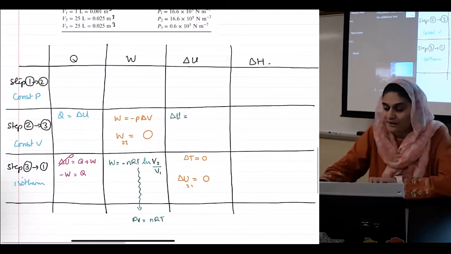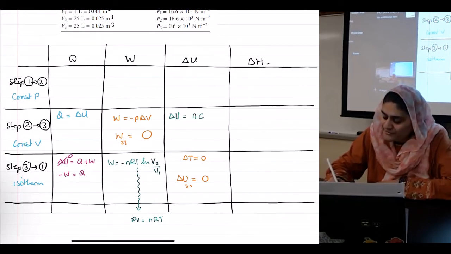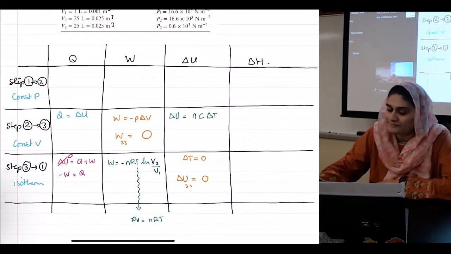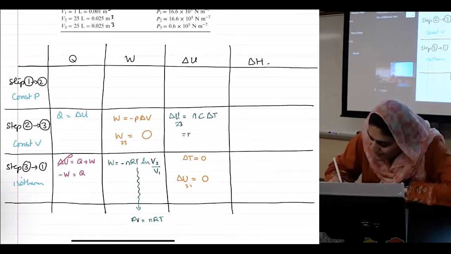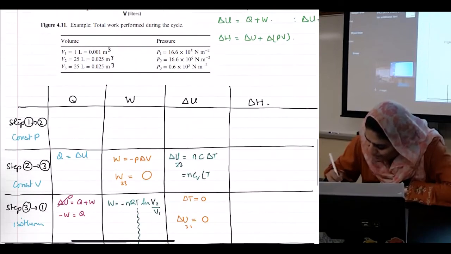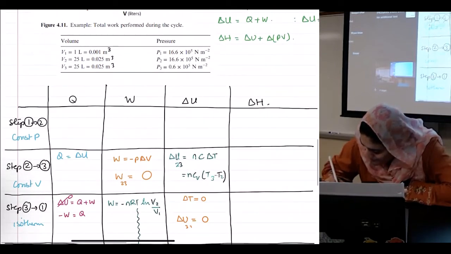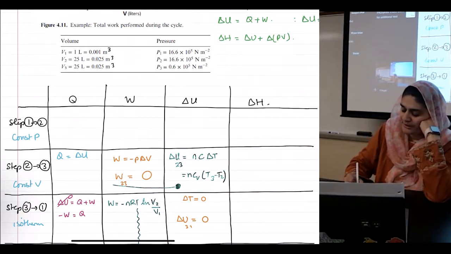For a constant volume step. Guru, what were you saying? What should this be? CV delta T. And this is a step between 2 and 3. So this should be nCV (T3 minus T2). And once we know the value of this, we can plug that value in here and get this value.